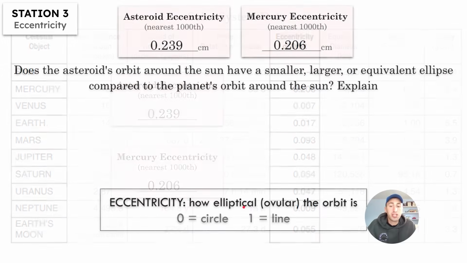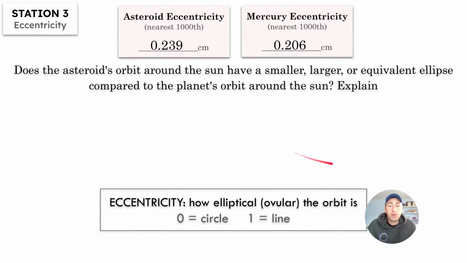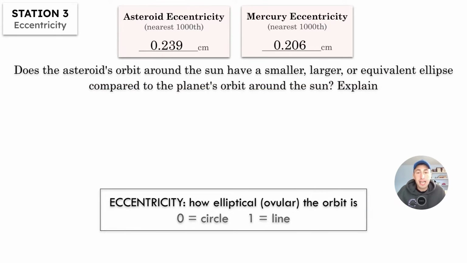Then what you're going to have to do is they're going to ask you, does the asteroid's orbit around the sun have a smaller, larger, or equivalent ellipse compared to the planet's orbit around the sun? So now your asteroid's orbit around the sun, does it have a smaller, larger, or the same ellipse compared to the planet's orbit? Now, ellipse again is how oval that orbit is around the sun, and eccentricity is how elliptical, how ovular that orbit is going to be.